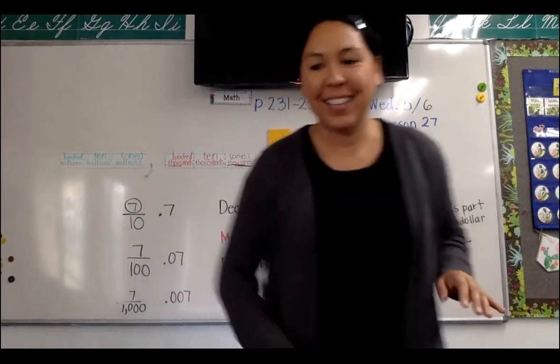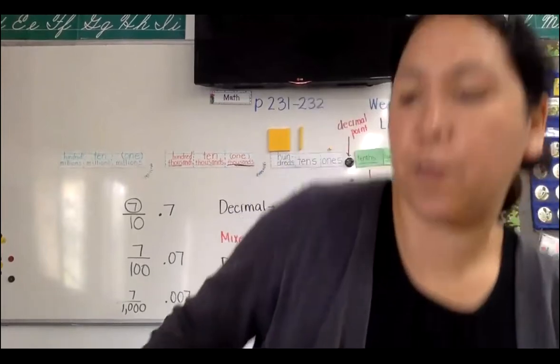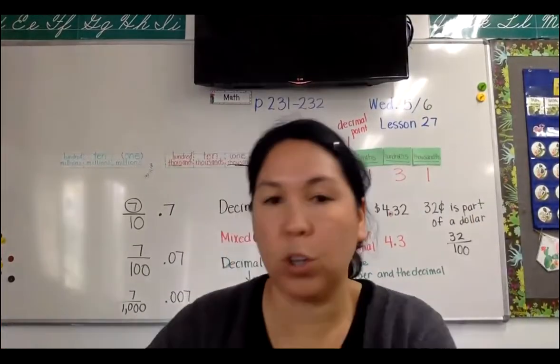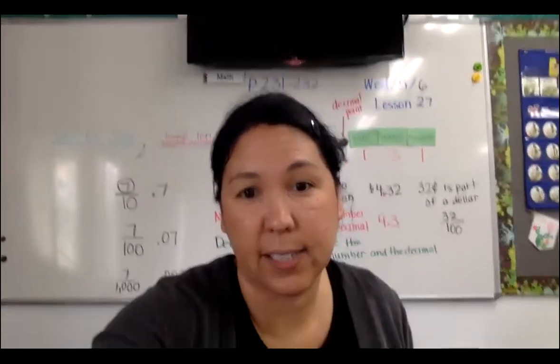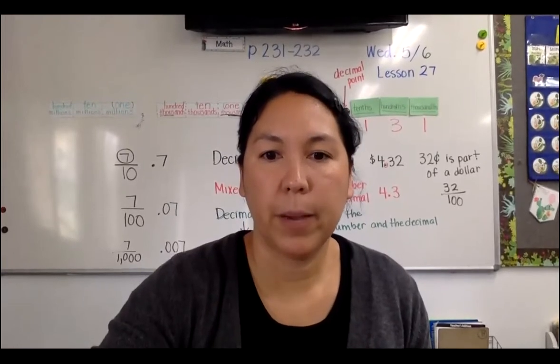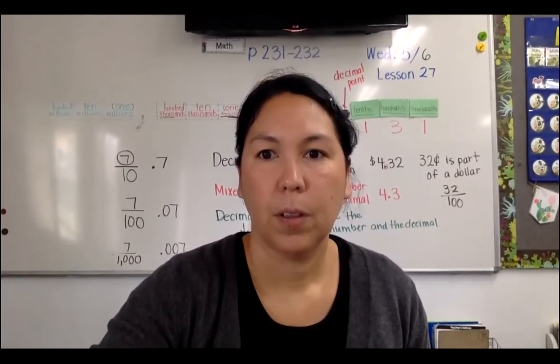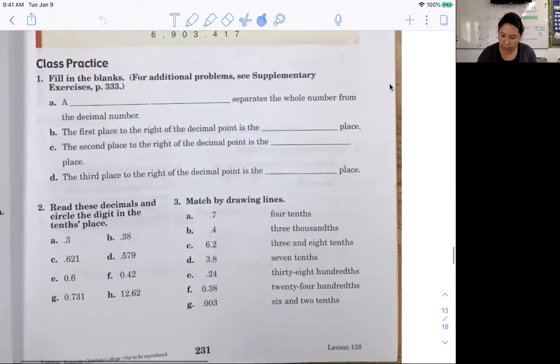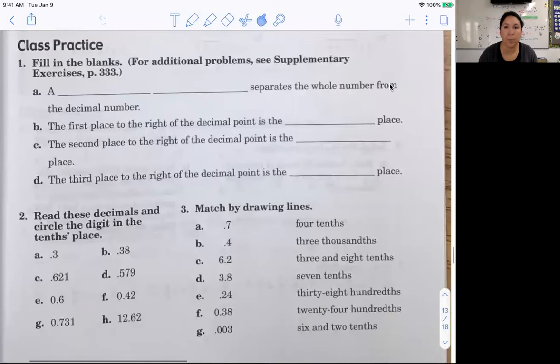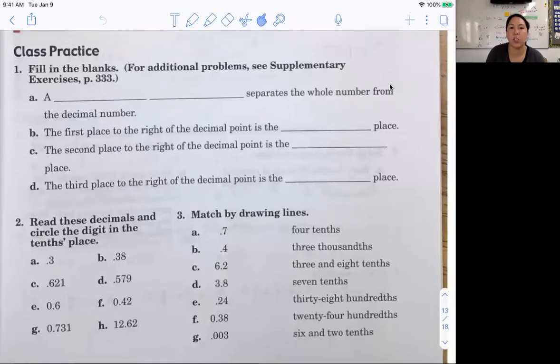Okay, guys? All right, let's get our paper. We're just gonna do the front together, and the back, we'll do some extra, like just a couple for review, but we're mostly gonna focus on the front today because this is our new lesson. All right, so let me share my screen. And we will fill these blanks in together. Okay, all right, so here we go. I'm gonna jump right down to here because we've already talked about that box above. Okay, so it says fill in the blanks. For additional problems, see supplementary exercises, page 333.